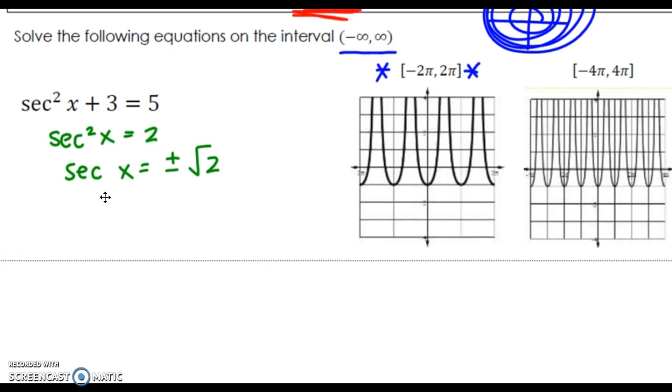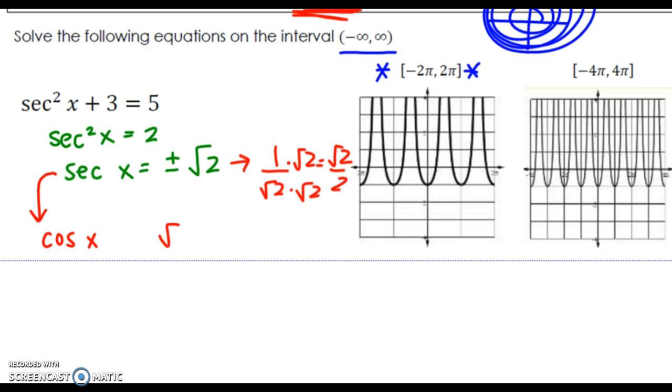Instead of trying to memorize secant, cosecant, and cotangent values, I think about reciprocals. So the reciprocal of secant is cosine. And then the reciprocal of radical 2 is 1 over radical 2. And if we rationalize that, we get radical 2 over 2. Don't forget your plus or minus.